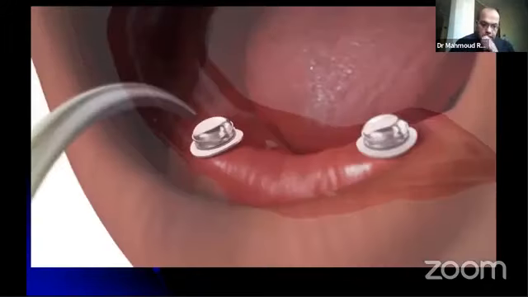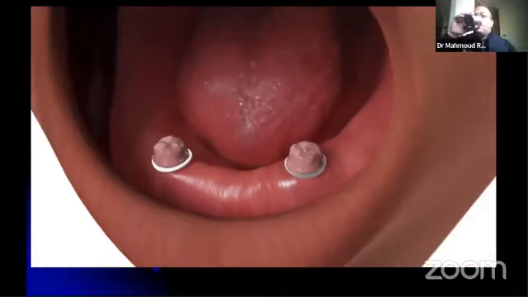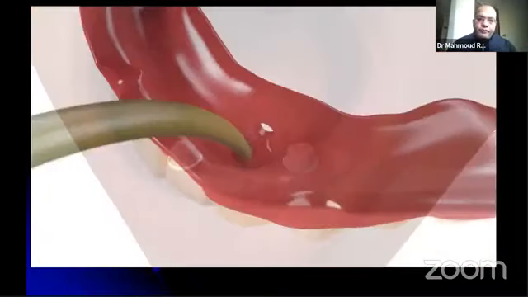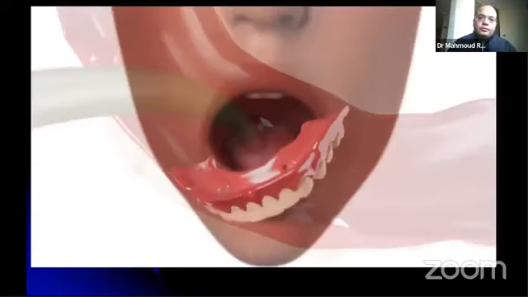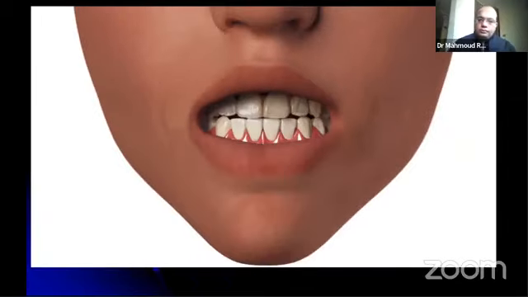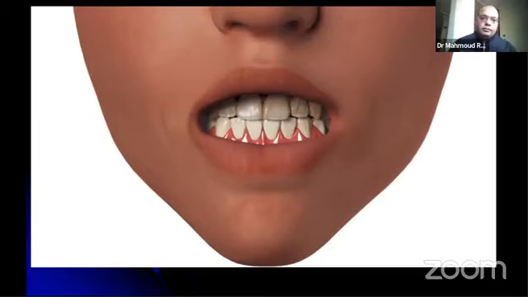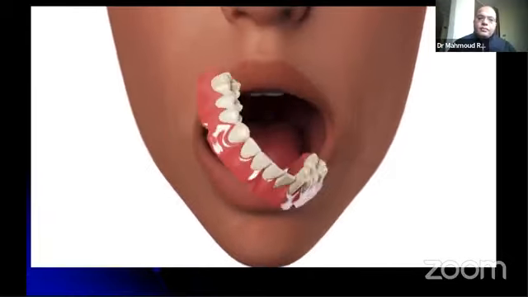Place light cure or self-curing permanent acrylic around and over the locator abutment housing caps. Place a small amount of acrylic into the recess in the denture. Insert the denture and guide the patient into occlusion. Maintain the denture in a passive position without compressing the soft tissue while the acrylic sets. After the acrylic has cured, remove the denture.